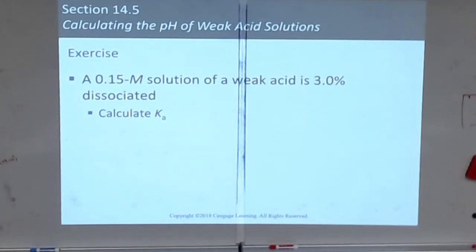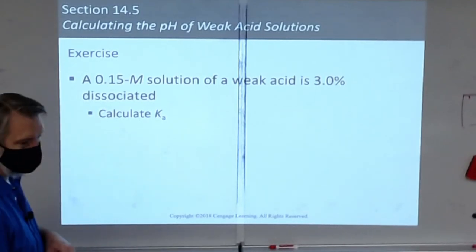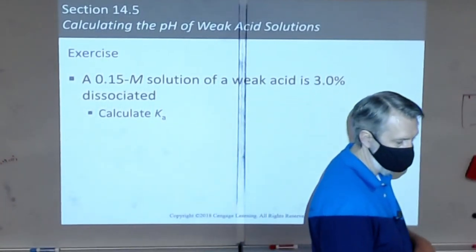What do I mean? A 0.15 molar solution of a weak acid is 3% dissociated. Calculate Ka. You know how to do this. Please do that. We just did an example of that.